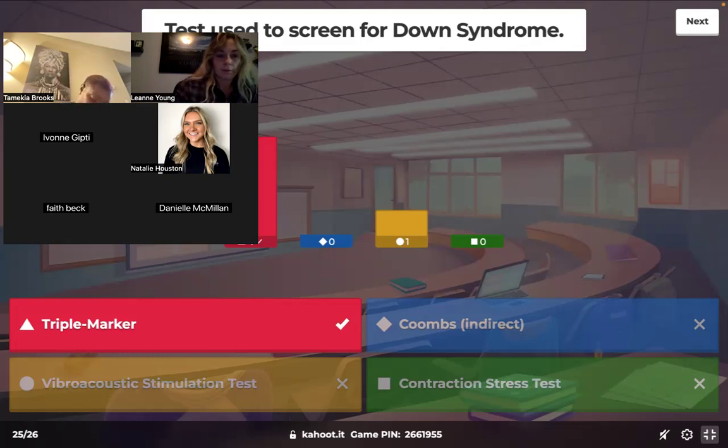Is it autism? So it's actually your neural tube defects. Oh. So a low AFP is an indicator of Down syndrome. A high AFP is an indicator for neural tube defects. But this is all going to be seen in that triple marker testing.